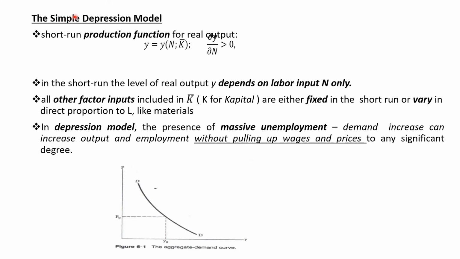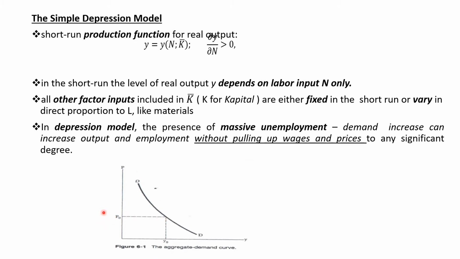Now we discuss the simple depression model. First we look for the moment at an economy such as that of the depression in the 1930s. The labor supply is more or less unlimited at that time, so that a demand decrease can expand output Y and employment N without raising the price level. This essentially gives us as a supply curve a horizontal line at P0. You can see in this figure 6.1 the equilibrium output Y0 and the price level P0.